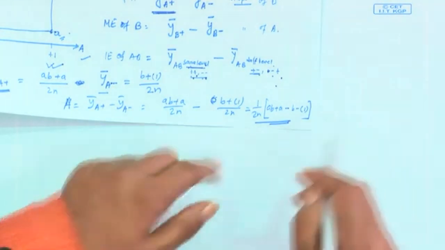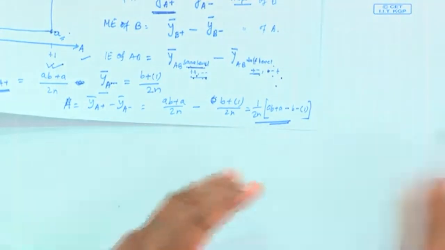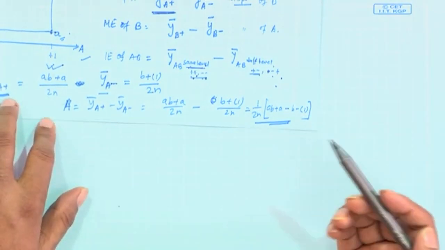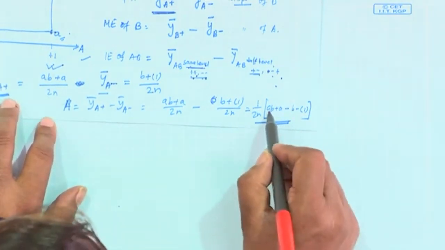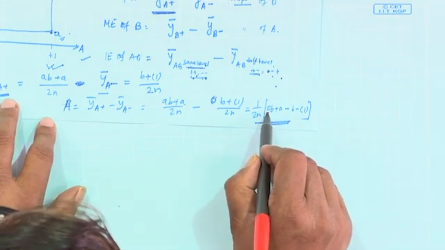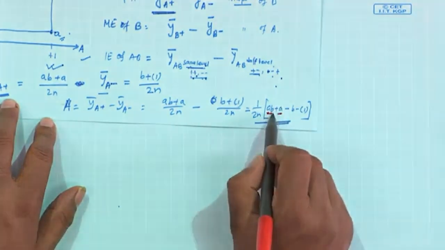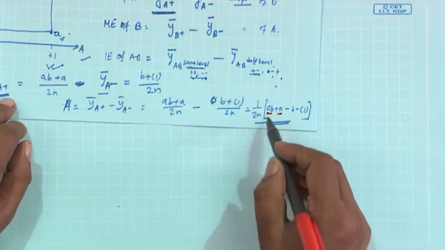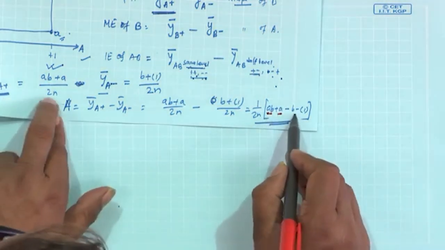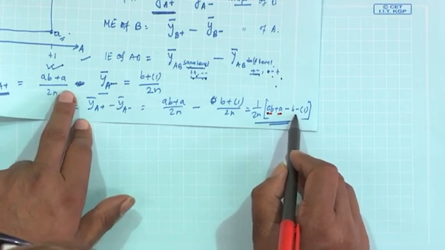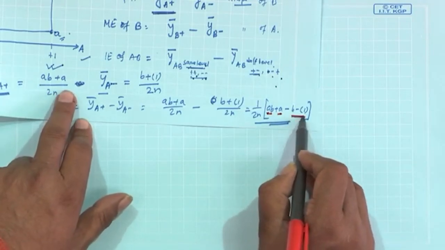So, see this situation, this interesting one. When we are talking about A effect, you see that wherever small a is there, those are basically summed up, and wherever there are no a related terms, they are subtracted.